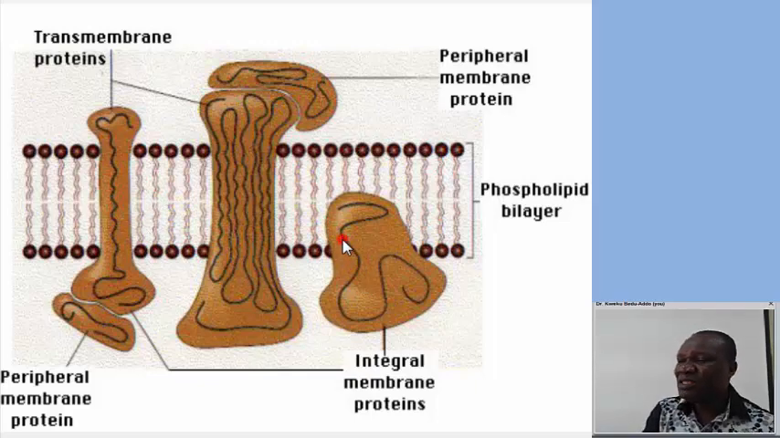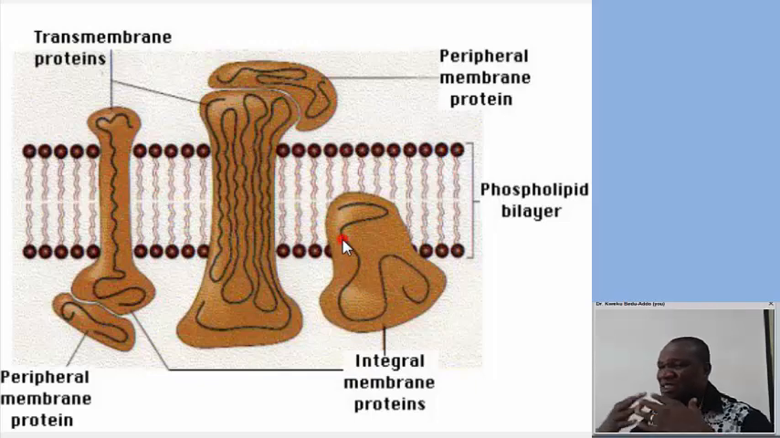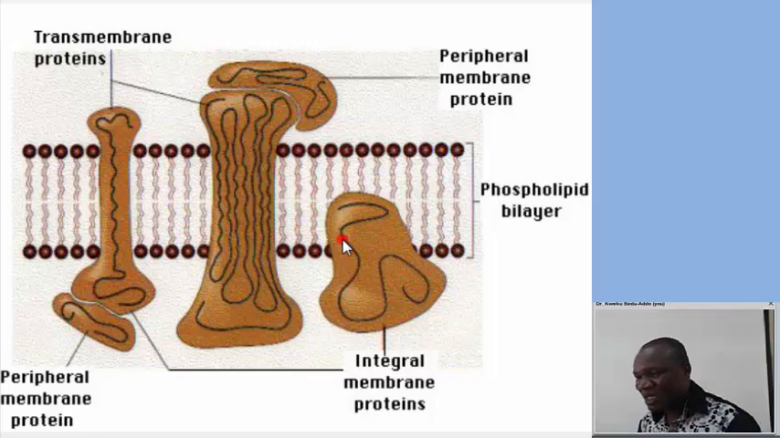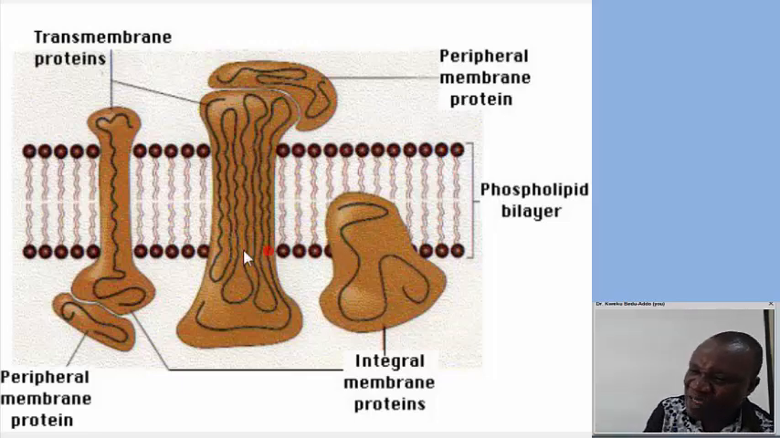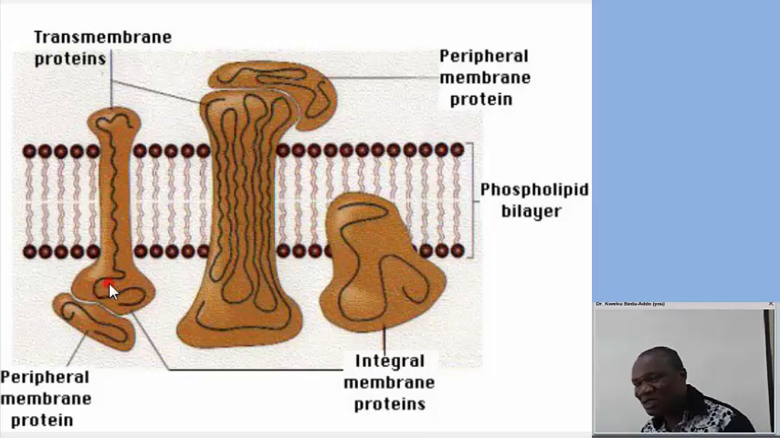Now, some integral proteins are transmembrane proteins, meaning they traverse the whole of the lipid bilayer. So that's a transmembrane protein. That's a transmembrane protein. But this is not a transmembrane protein. It is just embedded in the lipid bilayer. But this will cross the lipid bilayer. So they are said to be transmembrane proteins.